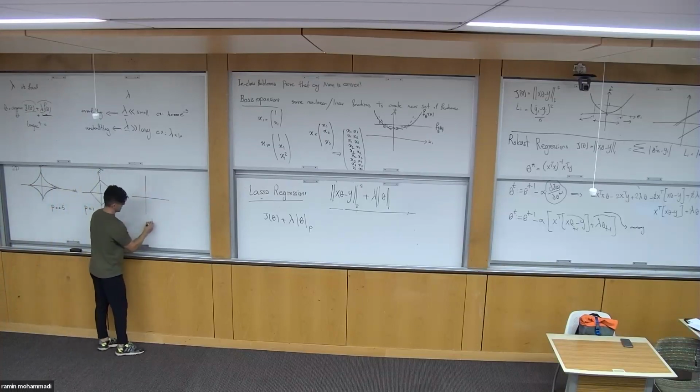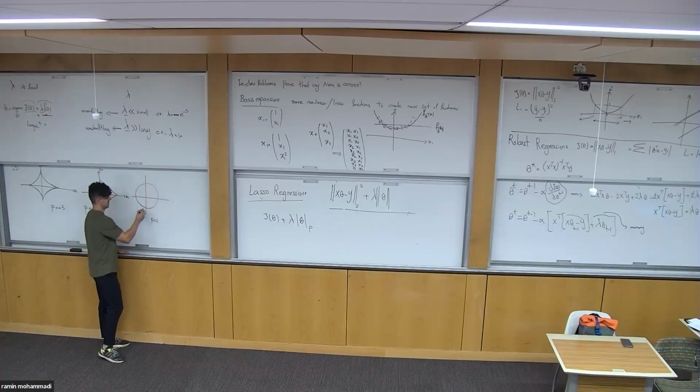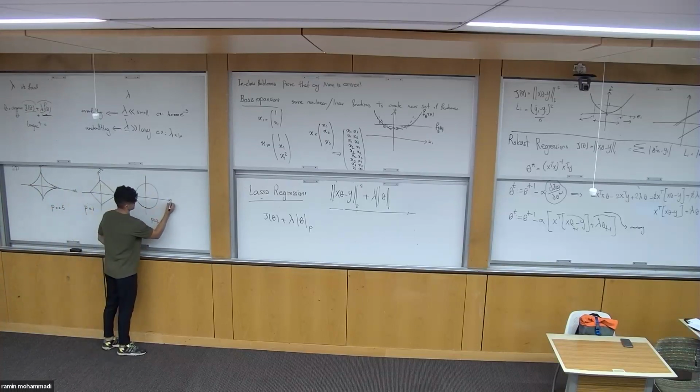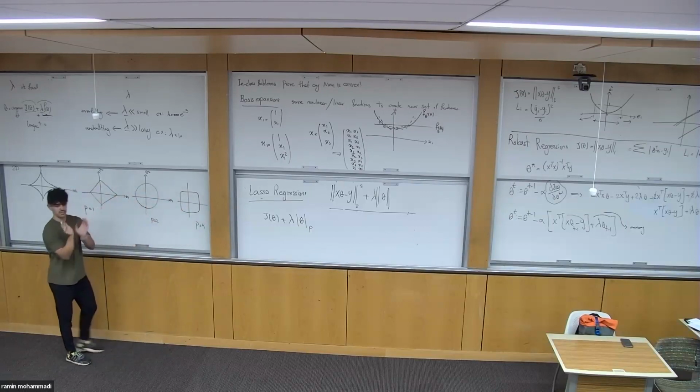If I go P equal 2, which is norm 2, what do you think is the shape? The circle, right? So theta 1, theta 2. And some of these are in your book. If you pick norm equal 4, P equal 4, it actually looks like this. It's kind of straight on top, and the corners are basically round.